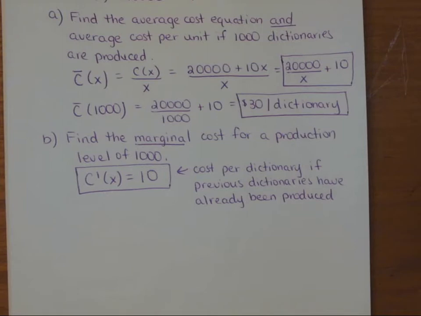Notice we did not get the same thing for marginal cost and average cost. They are two completely different things. Average cost has the total cost divided by the number of units. Okay? Marginal cost is just the cost of that very next dictionary.